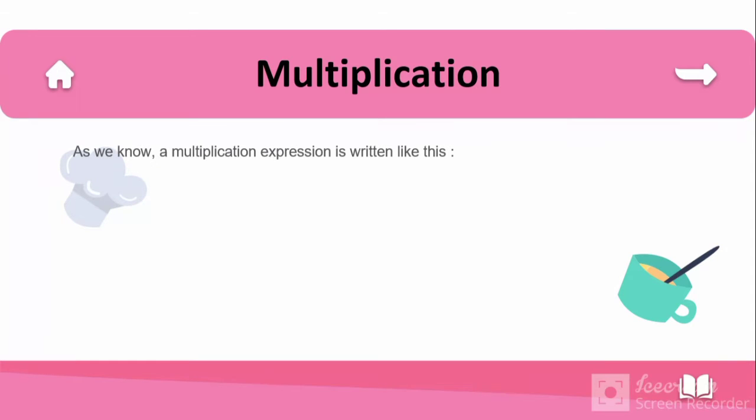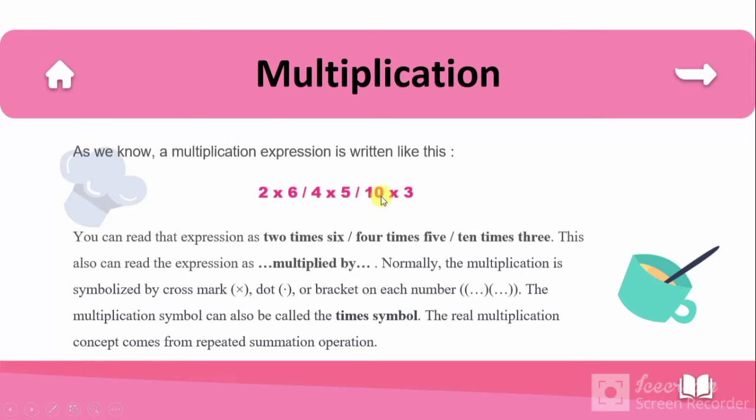As we know, a multiplication expression is written like this. You can read the expression as 2 times 6 or 4 times 5 or 10 times 3. This can also be read as 2 multiplied by 6, 4 multiplied by 5, or 10 multiplied by 3. And normally, the multiplication is symbolized by a cross mark, dot, or bracket on each number. The multiplication symbol can also be called the times symbol. The real multiplication concept comes from repeated summation operations.